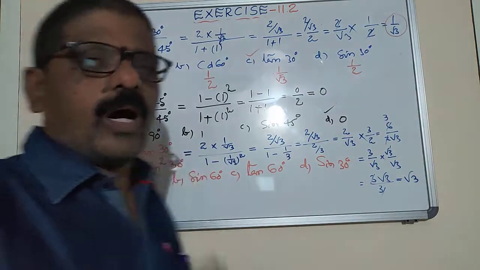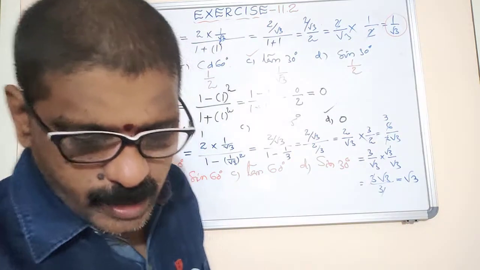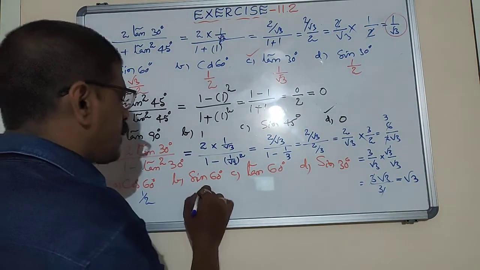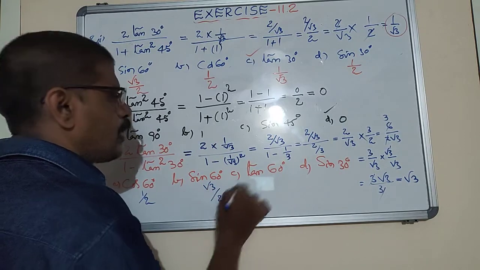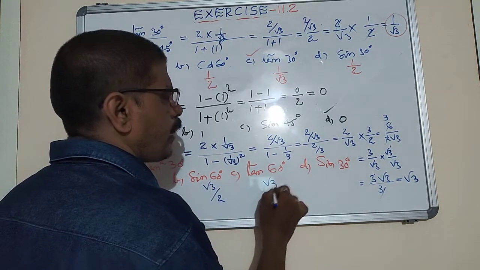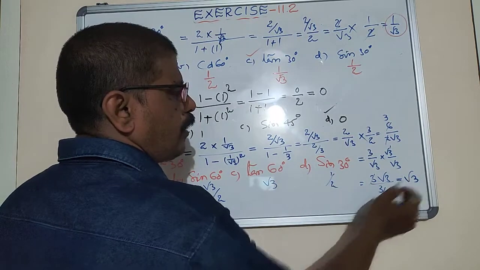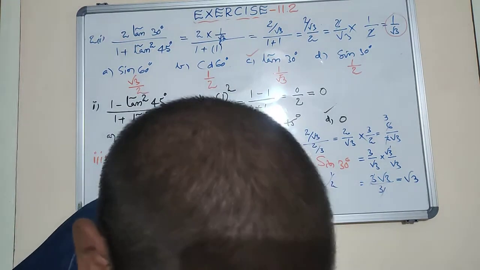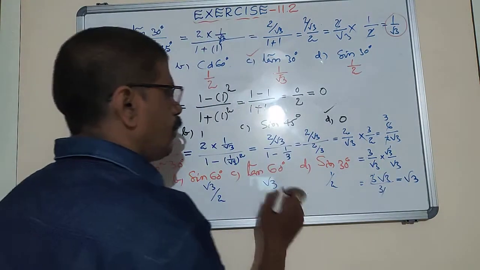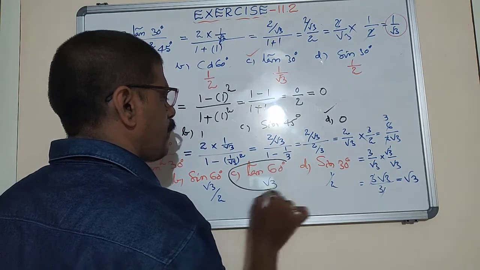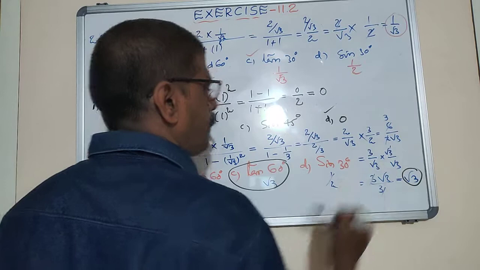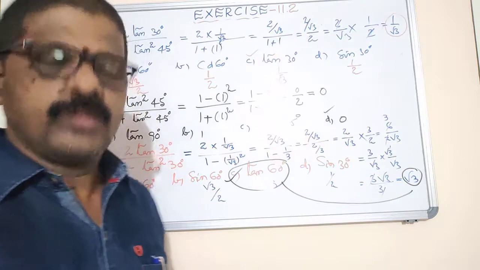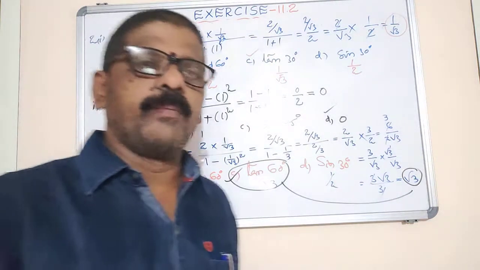So check the options. What is the value of cos 60? The value of cos 60 is 1 by 2. Now sin 60 value is root 3 by 2. Tan 60 value is root 3. Sin 30 value is 1 by 2. Now the answer is root 3, so tan 60 value is root 3. Clear? So option C is correct. Clear, all of you?